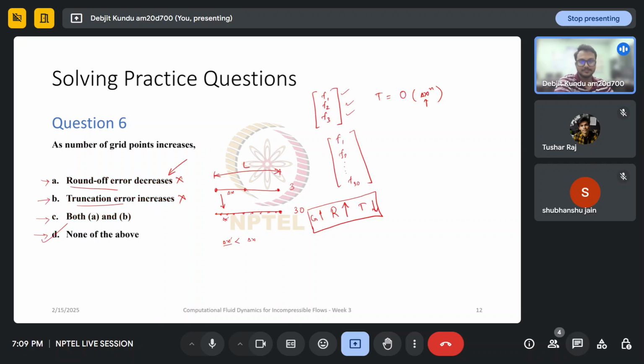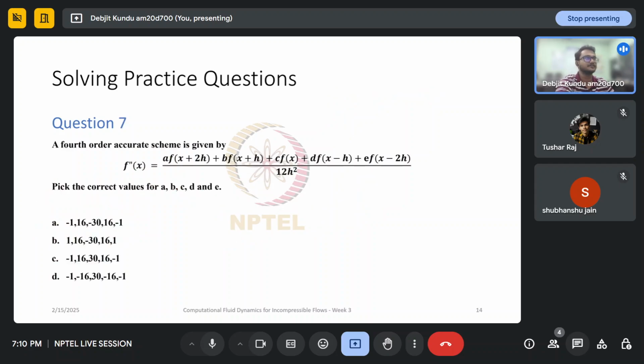Right. Any questions on this? Was this whole concept clear? Why round-off error increases and truncation error decreases with increase in number of grid points? Yes, sir, clear. Okay, good. Any questions or doubts related to this? If not, we will move along. We'll move on to question number 7 now.